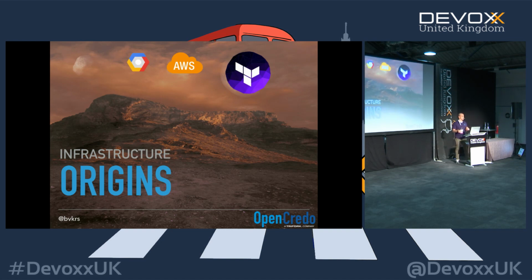To give you a bit of background for where I'm coming from, most of the projects that I work on with OpenCredo are platform engineering projects. So we do a lot of things like setting up AWS accounts or GCP, maybe standing up Kubernetes. And for those things, we use Terraform. I think on every project, since I joined OpenCredo, we've been using Terraform to do things like that.